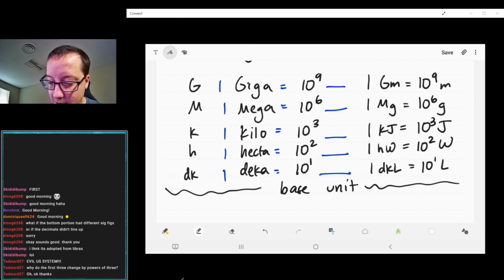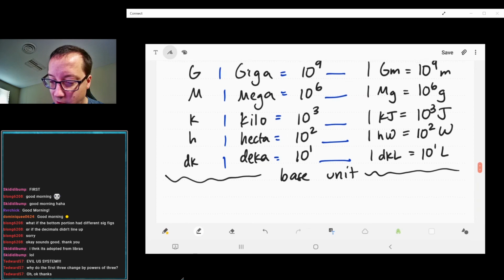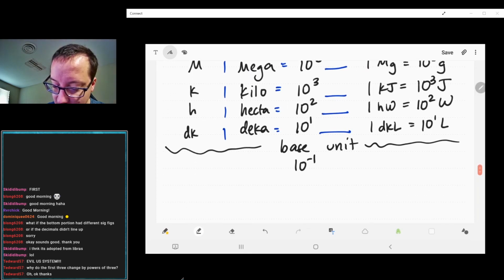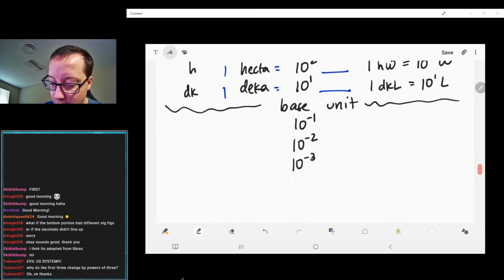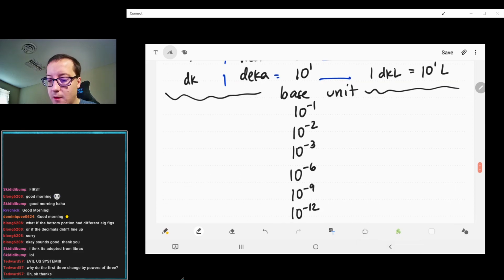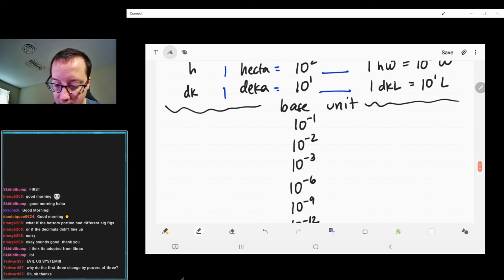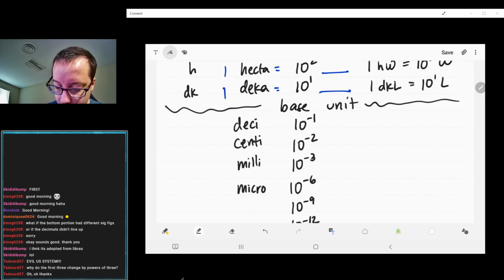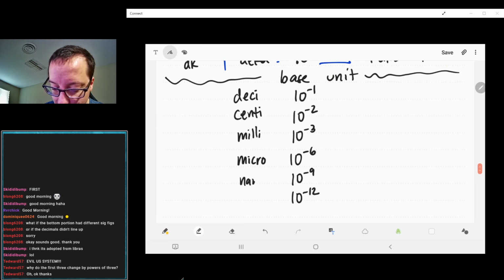Alrighty, going down now, if we want to look at things that get smaller, we're going to have one for 10 to the negative 1, 10 to the negative 2, 10 to the negative 3, just like before. And then we start going by threes again. Again, that's just kind of the convention there. And the words that we're going to have for these, we're going to have deci, centi, milli, micro, nano, and pico. These are going to be our prefixes here that we're going to be using.